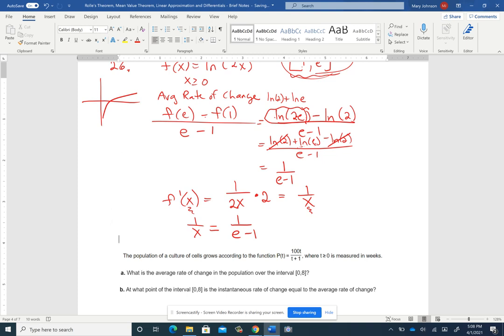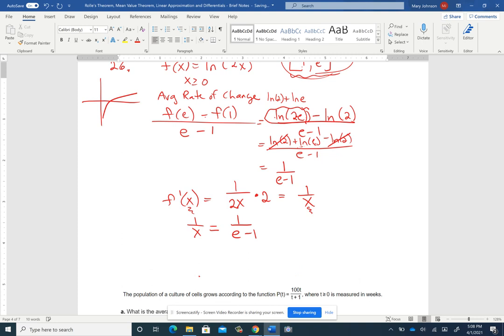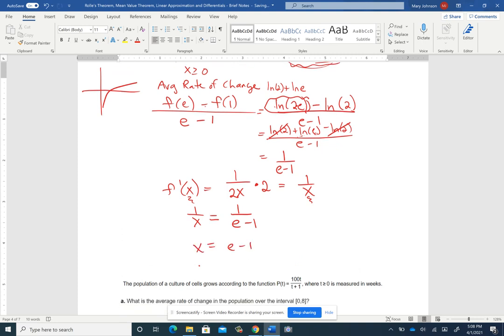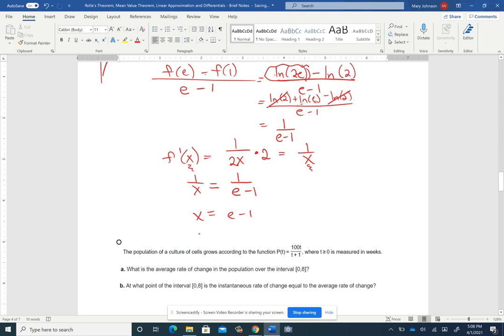And if you don't just see how it's e minus 1, you could cross multiply to get there. So x would have to be e minus 1 for these two fractions to be equal. And that's what we were looking for. Okay, so that would be the answer. That's the value that we were assured should exist.